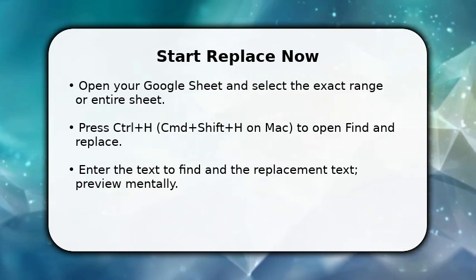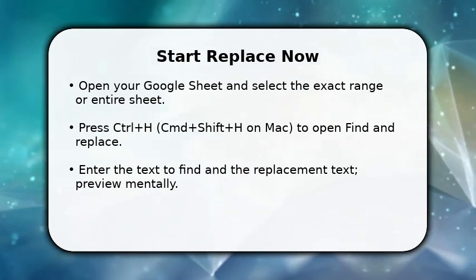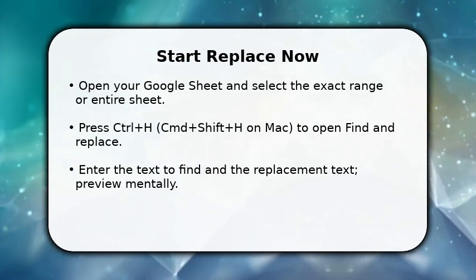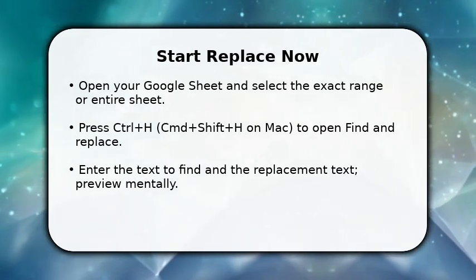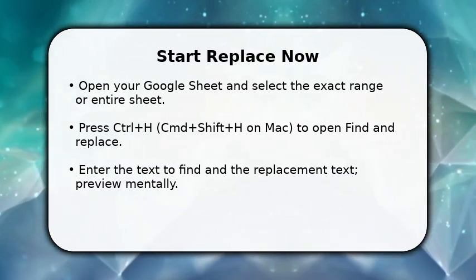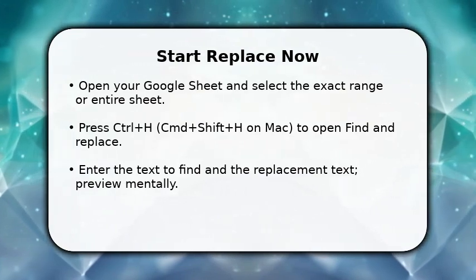Enter the exact text you want to change and type the replacement. Do this instead of manually editing cells because Find and Replace applies consistently and faster. Make sure not to leave stray spaces. They silently prevent matches. Now move on to set the matching options so the replacement behaves exactly as you expect.